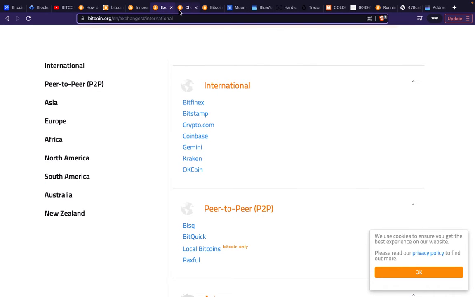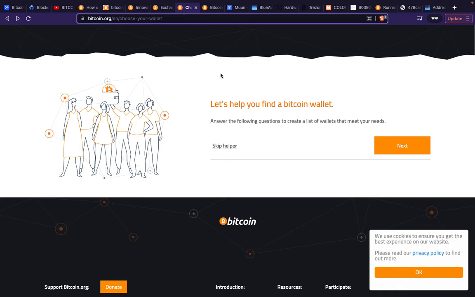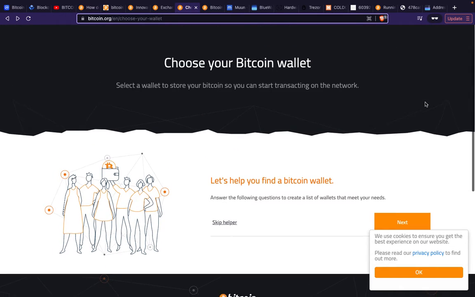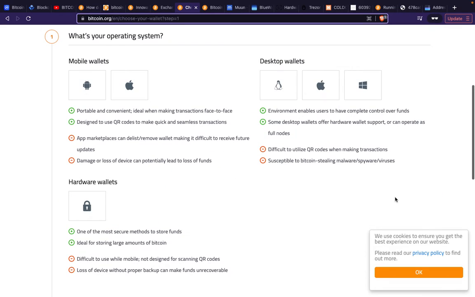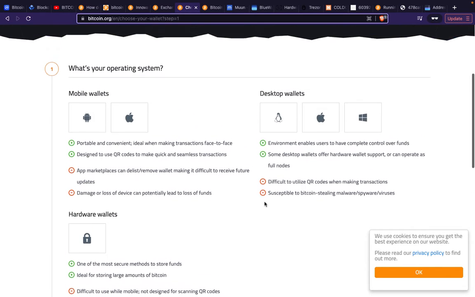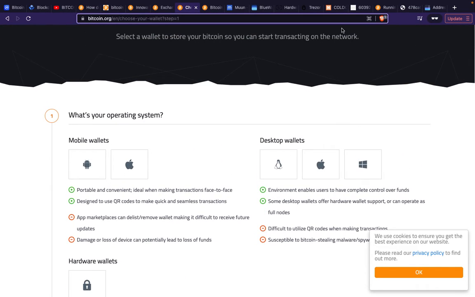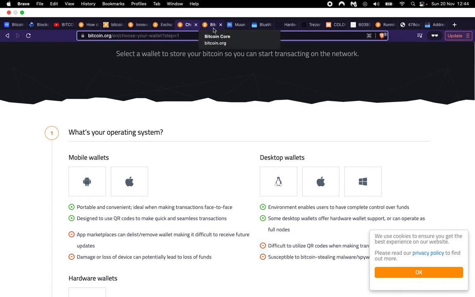Yes, we talk about, and also you could go on Bitcoin.org and find the wallet you want. Just go step by step and look for that. You say which app you want, which operating system you're using, and they will direct you to the wallet you want.